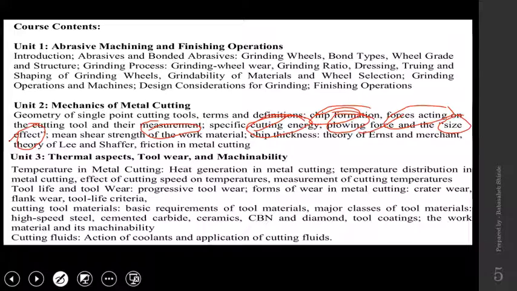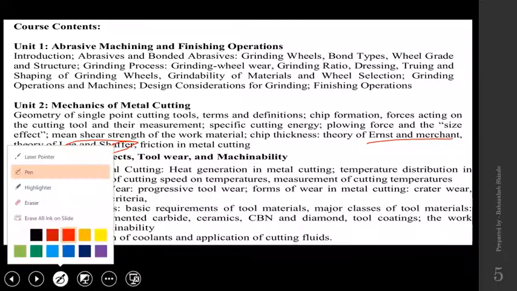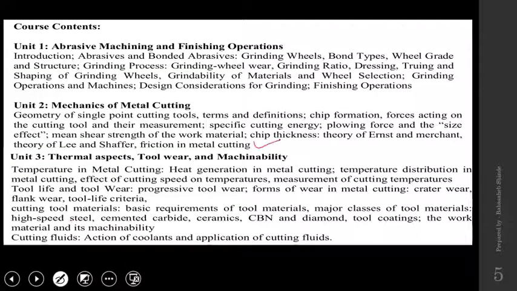Then the mean shear strength of work material, which is a property related to the work material, then chip thickness, and there are two theories that govern the chip formation mechanism. Those theories are the Ernst and Merchant theory, and the second one is the Lee Shaffer theory. We are going to discuss those theories. And the last point is friction in metal cutting.